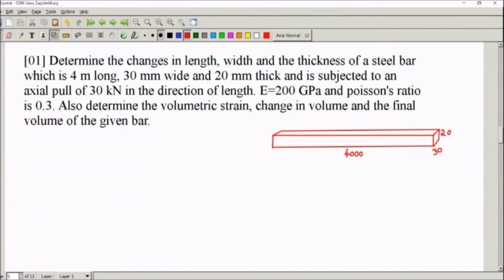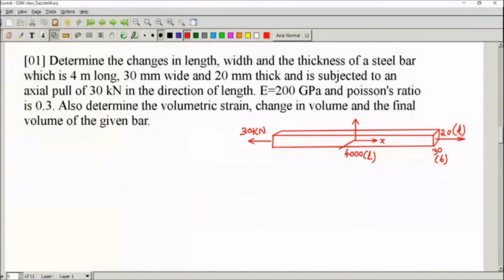It is subjected to an axial pull of 30 kilonewton, means along the direction of length, like this, it is loaded. It is one-dimensional loading. 30 kilonewton is the load applied. E and mu are given. E is 200 GPa and mu is 0.3. We have to find out the change in length. Change in length means dl. I will call this as p, this as t or d, depth, anything. And this is length. Just consider this as x-axis, this as y-axis.